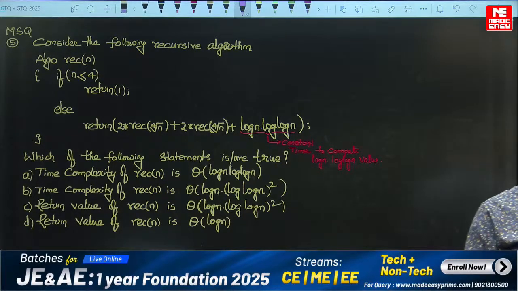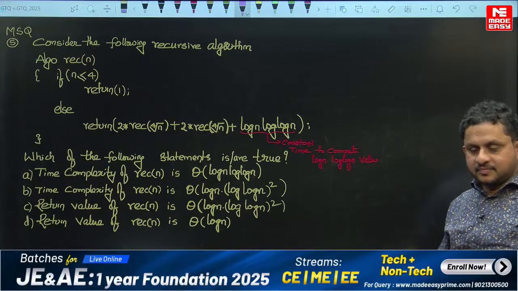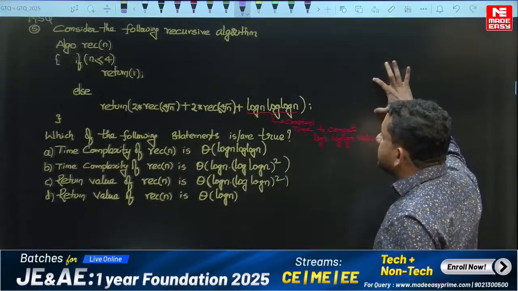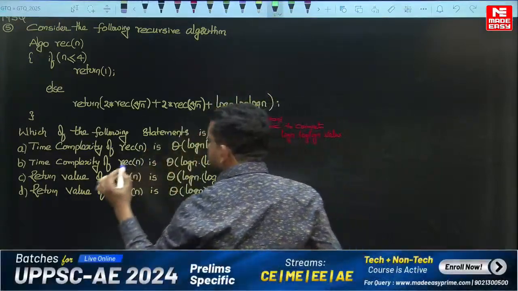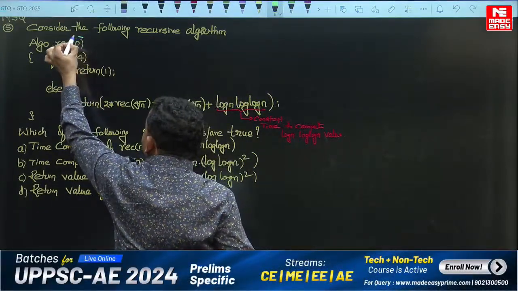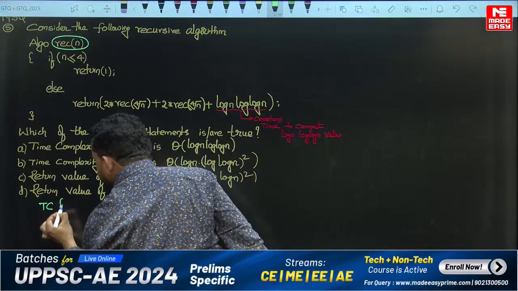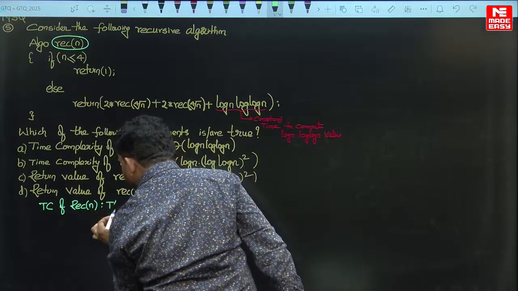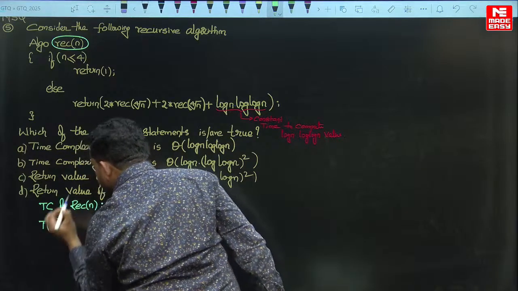So, question number 5, MSQ question. Write the recurrence relation for time complexity. Assume that T of n is the time required for recursive of n. So the time complexity of recursive of n, let us say T of n.